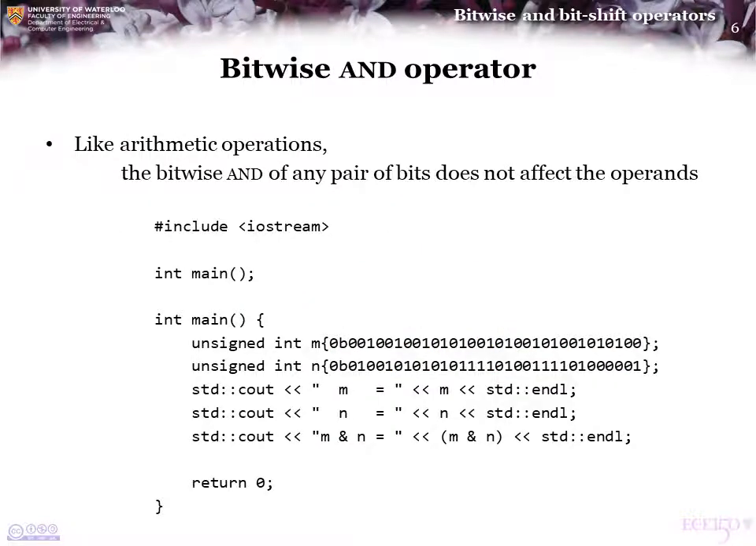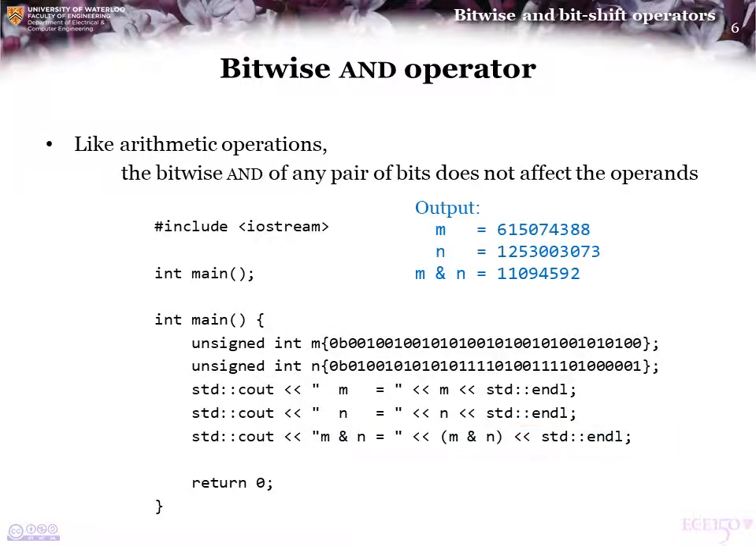All right, let's take a look at a program that uses the bitwise AND operator. And as before with arithmetic operations, a binary bitwise operator does not change the values of the operands. It simply performs a calculation based on those operands. So here we have a program that initializes 2 local variables of type unsigned int with numbers in binary. We then print those 2 numbers out, which will be printed in decimal, and then we print out the result of the bitwise AND of both m and n.